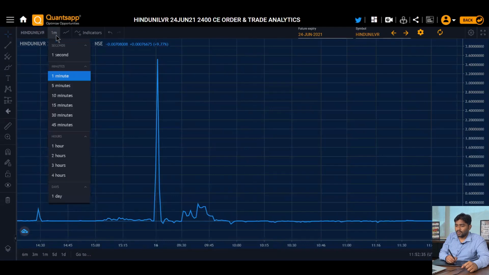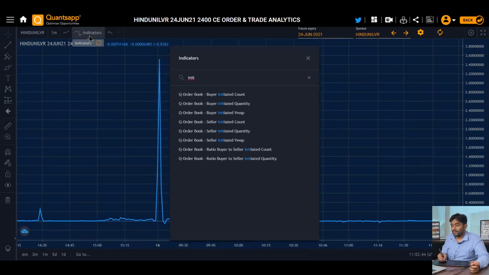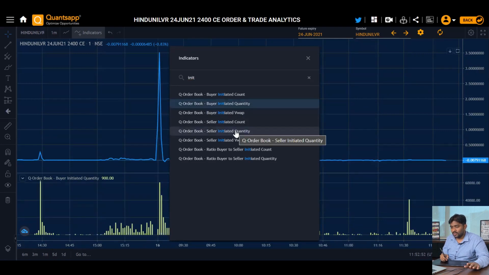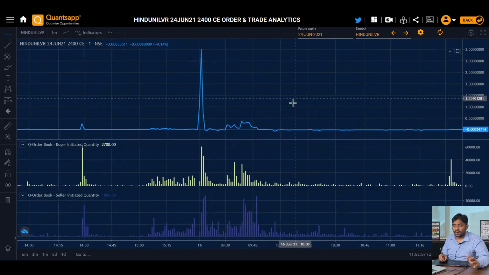So I'll place two indicators here. First, I'll write "initiated" here. What two indicators do I need to place? The first is buyer initiated quantity, and the second is seller initiated quantity. Now, what is buyer initiated quantity and what is seller initiated quantity? You need to see that. Buyer initiated quantity will give you the quantity that is actually bought at the ask price.